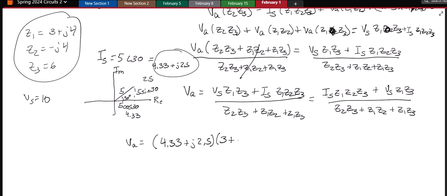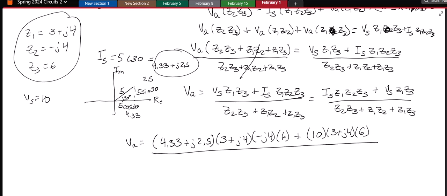Z1 is 3 plus J4. Z2 is minus J4. And Z3 is 6. Plus VS is 10. Z1 is 3 plus J4. And Z3 is 6. And this is over Z2 is minus J4 times Z3 is 6 plus Z1 is 3 plus J4. Z2 is minus J4 plus Z1 is 3 plus J4 and Z3 is 6.